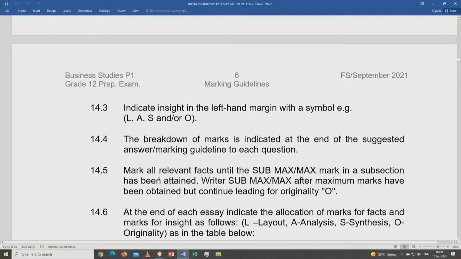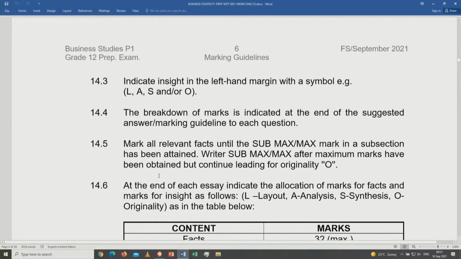And then indicate the insight in the left-hand margin with a symbol L, A, S, or O. What does this mean? It means it's important that when you mark an essay, for marks that you have awarded to a learner for insight, you indicate them on the left-hand margin. You cannot have a situation where you've awarded marks for insight, but you did not indicate where you have allocated those marks. So it's important on the left-hand margin. And then the breakdown of marks is indicated at the end of the suggested answer.